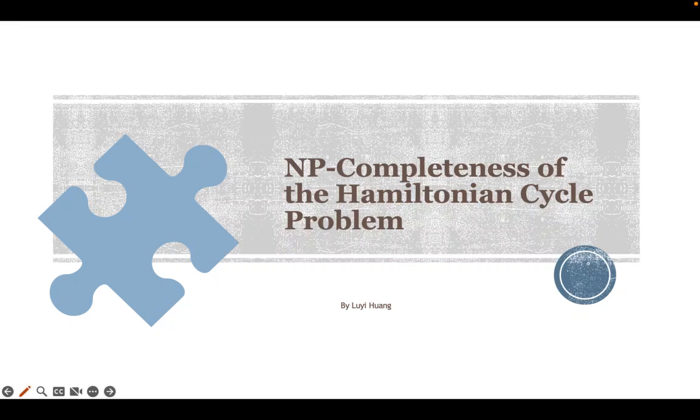We will discuss the NP-completeness of the Hamiltonian cycle problem. The Hamiltonian cycle problem is: given an undirected graph G, is there a cycle that visits every vertex exactly once and returns to the starting vertex? Such a cycle is called a Hamiltonian cycle.